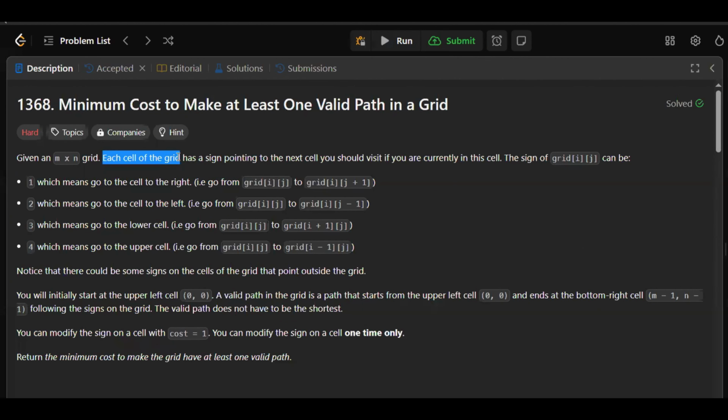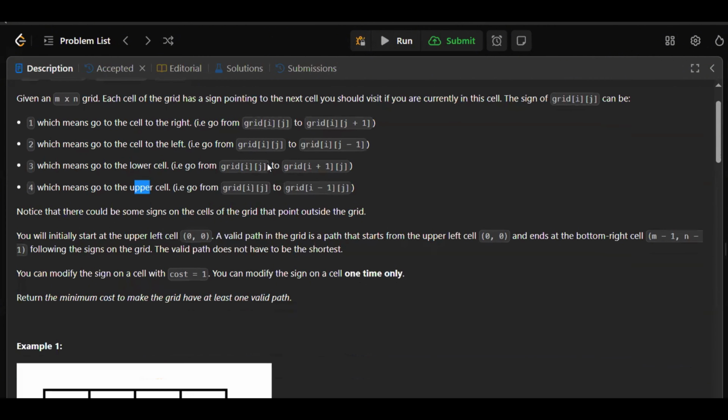In this problem, we are given a two-dimensional grid. Each cell of the grid has a sign pointing to the next cell you should visit if you are currently in the cell. If the sign is 1, that means you can visit right. If the sign is 2, that means you can visit left. And for the sign 3 and 4, you can visit the lower and upper cell. Now, notice that there could be some signs on the cells of the grid that point outside the grid.